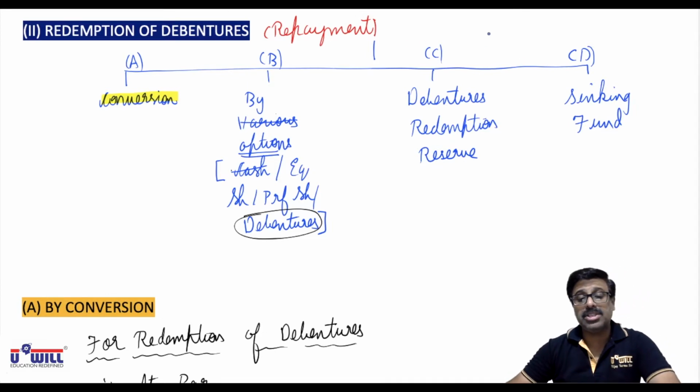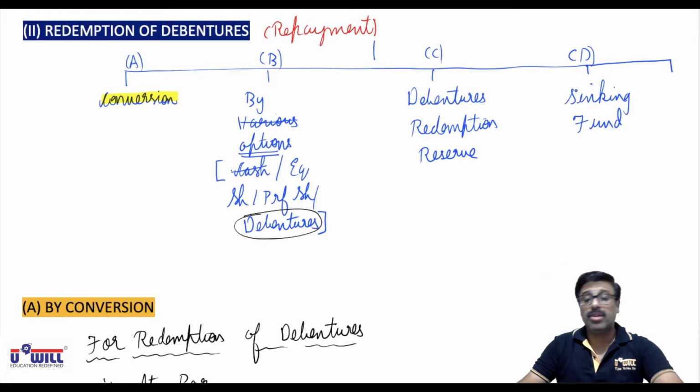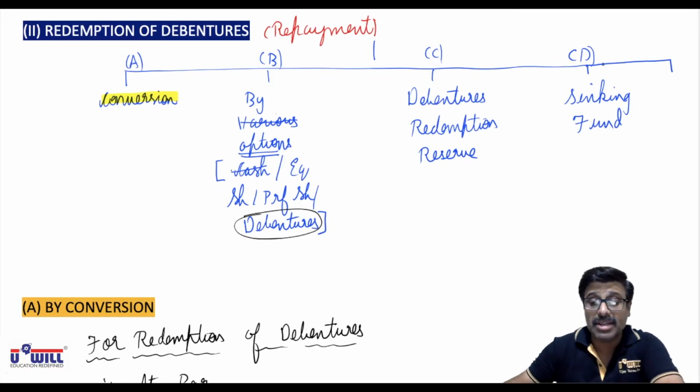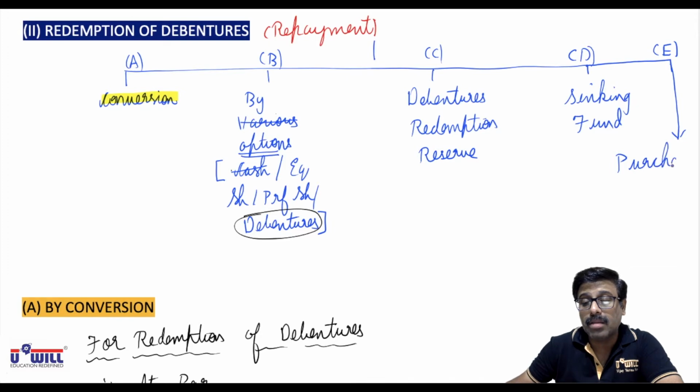Now, as such, the chapter was over in the last lecture, but in college this year they have taken one more new point. So, all of you in the summary take out the redemption of debentures part. One more method they have taken in redemption of debentures, that is purchase in open market. Purchase of your own debentures in open market.